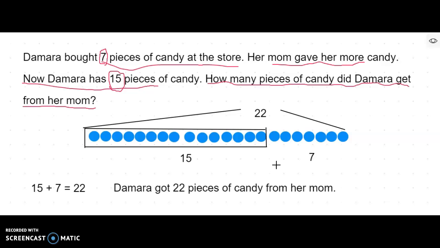I'm hearing some people say I was wrong. I think I'm right. I set up my tape diagram. I have my 15 and my 7, and my whole is 22. What? Oh, 15 is my whole. Why do you think 15 is my whole?